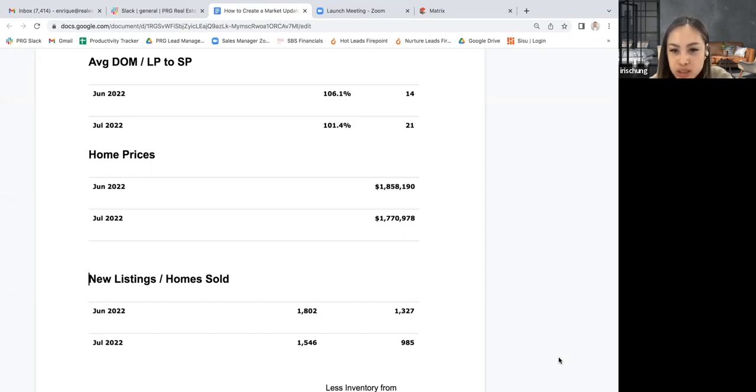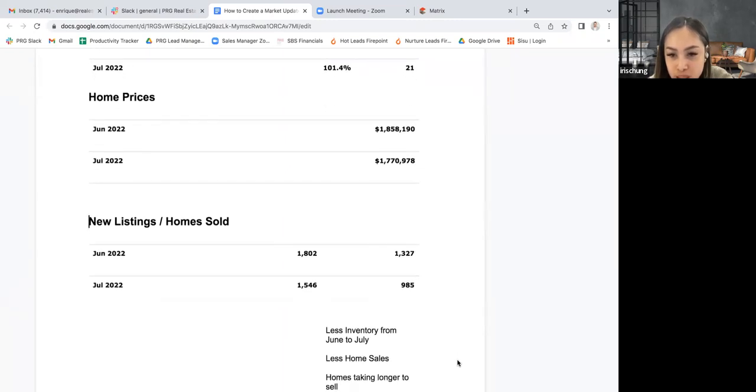We see about 1,800 new listings in June and drop down to 1,500 in July. There's about 1,300 homes sold in June and about 1,000 homes sold in July. So fewer homes are being sold on a monthly pace basis.